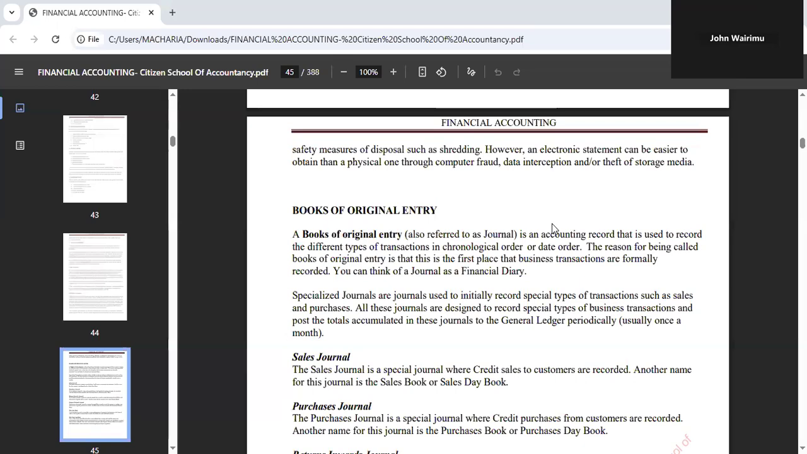Now, as we move on, I hope you have yourself a calculator, because at the end of this, we shall do some basic computations.